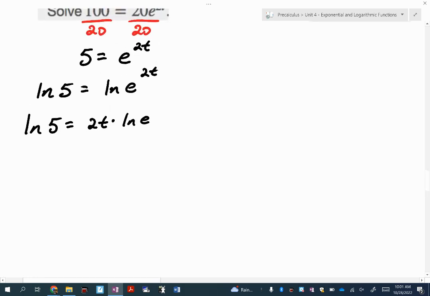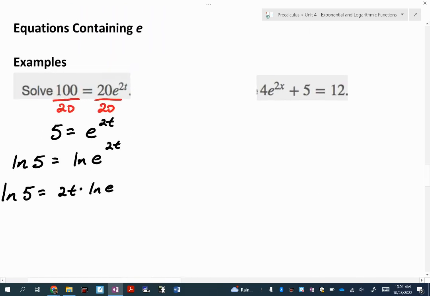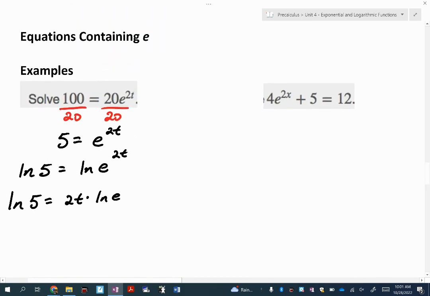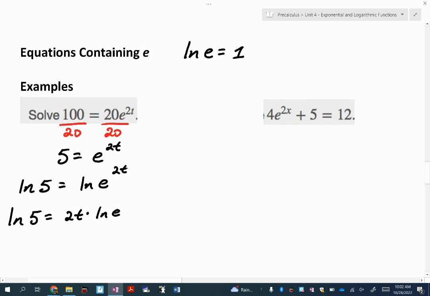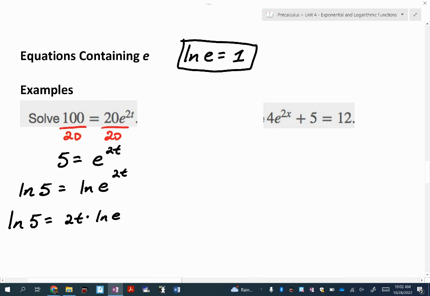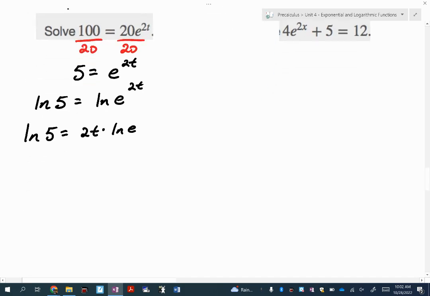And now this is a really important thing to know that's going to help you when you're solving equations with e. The natural log of e is just equal to 1. The reason is because there's a base e there, and e to the first power is e. So just go ahead and commit this to memory: the natural log of e is 1. Having this knowledge is going to help you when you're solving these equations containing the letter e.